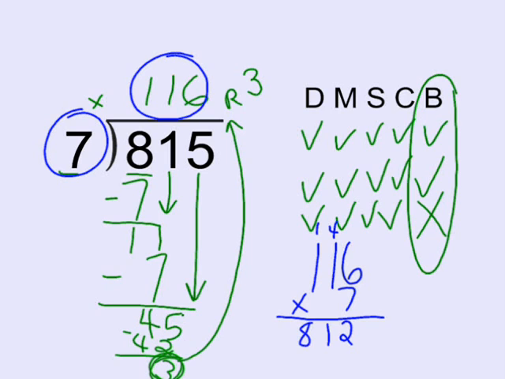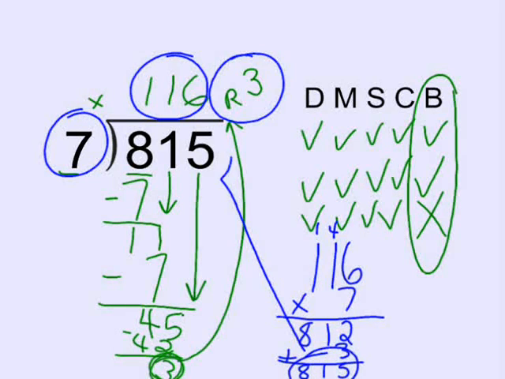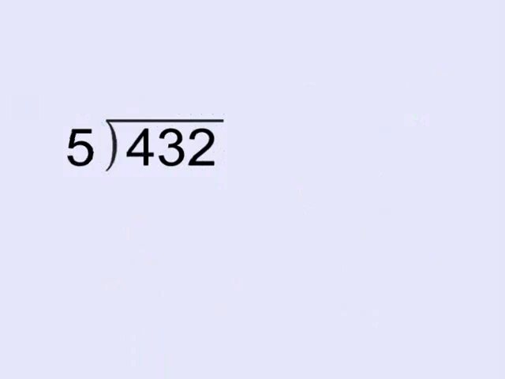812 doesn't equal 815 yet because I have to add my 3 remainder. So if I add my remainder, 812 plus 3, 2 plus 3 is 5, 1 plus 0 is 1, 8 plus 0 is 8. 815. Now 815 equals the same number I started with. So you have to remember to add your remainder.